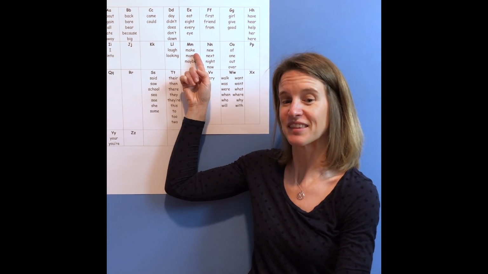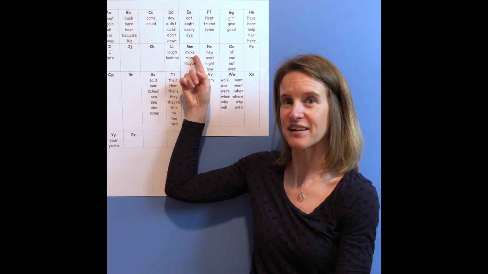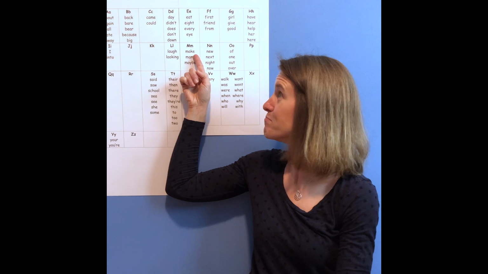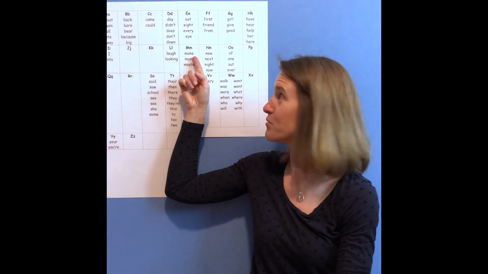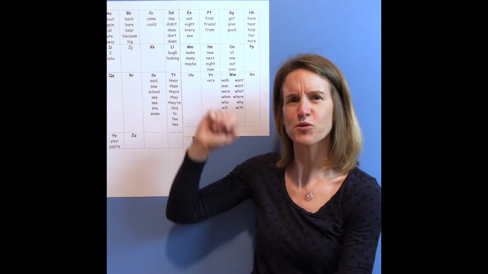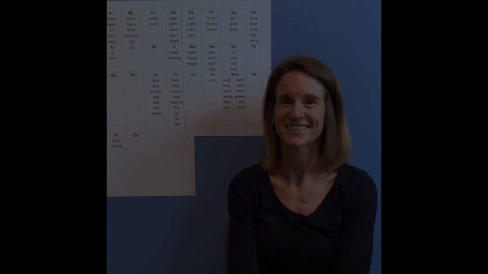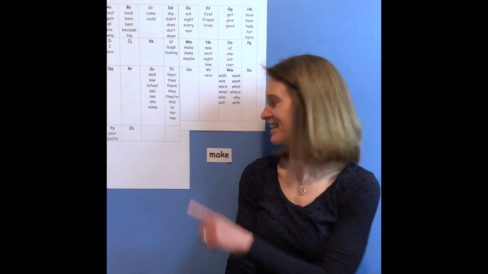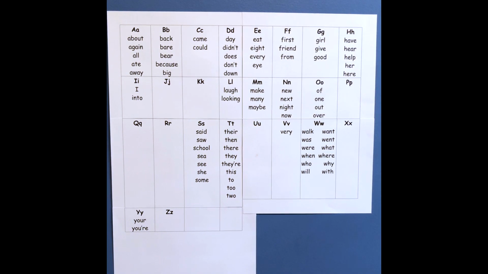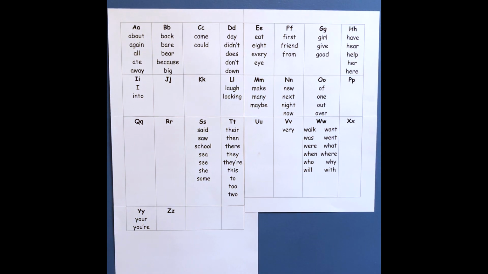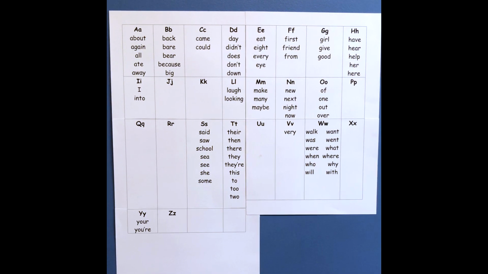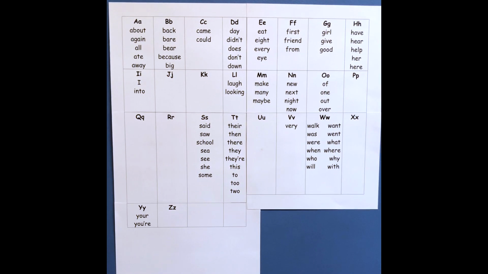Next clue. It rhymes with the word cake. Make rhymes with cake. The word must be make. What word is it? I think it's the word make. The word is make. I spy with my little eye a word that starts the same as the word sun.